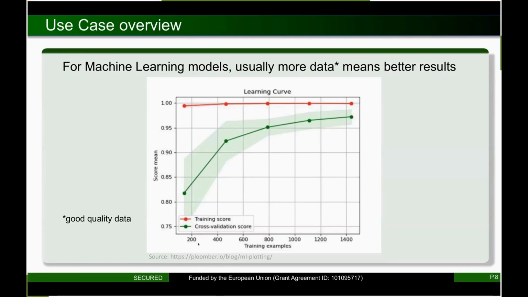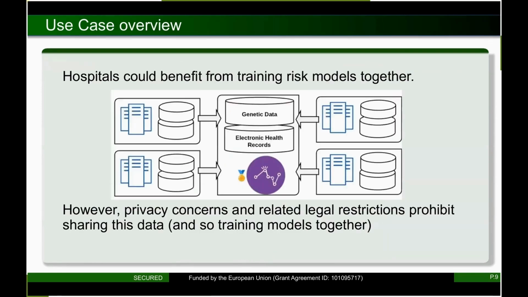Here on this plot, you can see on the x-axis an increasing amount of the training examples that the model is learning from. Then in the green and red, you can see the two different scores that show the quality of the model, the quality of how well it's learning. And you can see that these scores increase then the more training examples are available. So what does it mean for our use case?